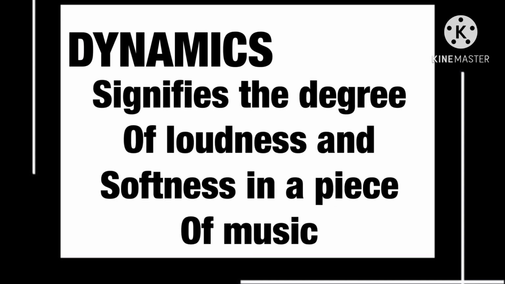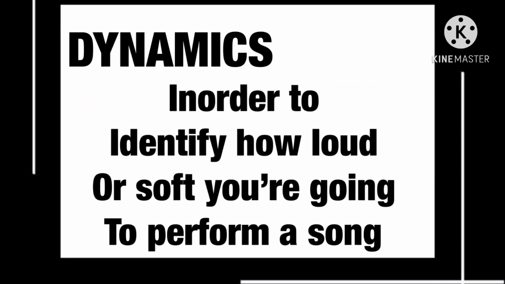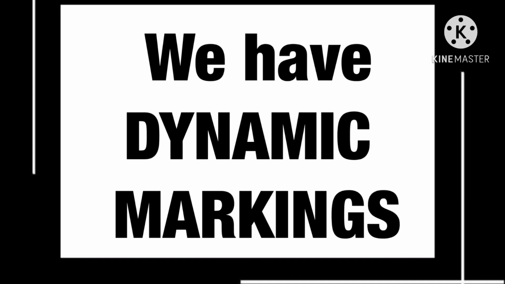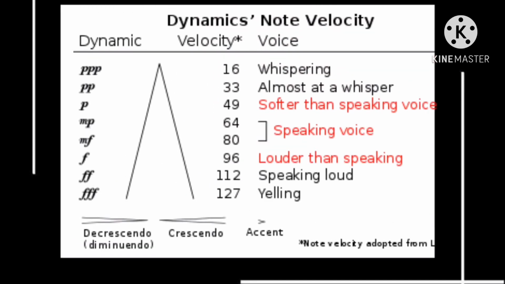Now let's go to the next element of music, which is dynamics. Dynamic signifies the degree of loudness and softness in a piece of music. In order to identify how loud or soft you're going to perform a song, we have dynamic markings. But it is also written in Italian. But when you look at a musical score, you will only see abbreviations.